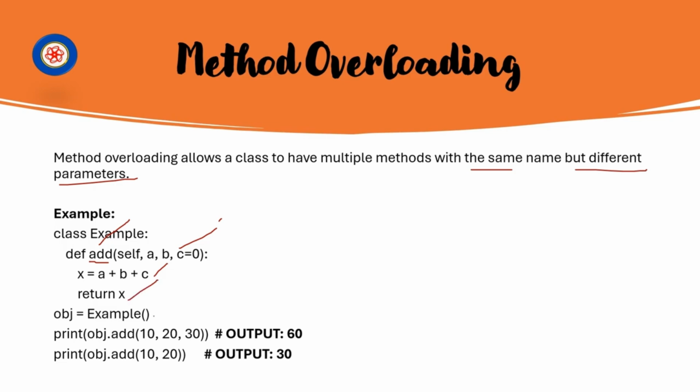An instance of the Example class is created and assigned to the variable object. Calling this add method with three arguments will print 60 as output, and calling the add method with two arguments will print the output 30. This example demonstrates how method overloading works, where this Example class has multiple versions of add with different parameters. Here there are three parameters and here there are two parameters. Let's take a look at what we have learned until now.